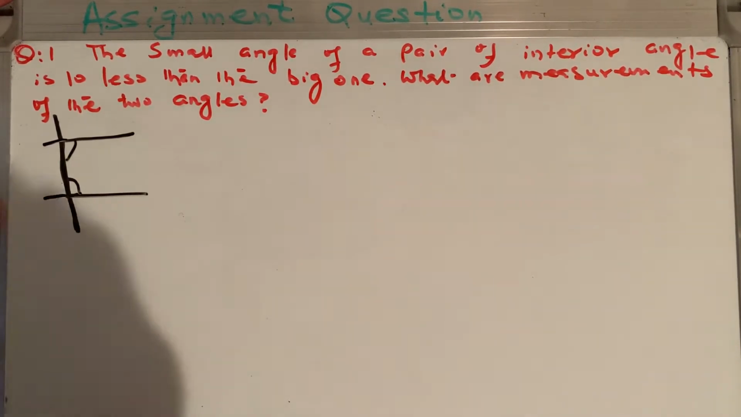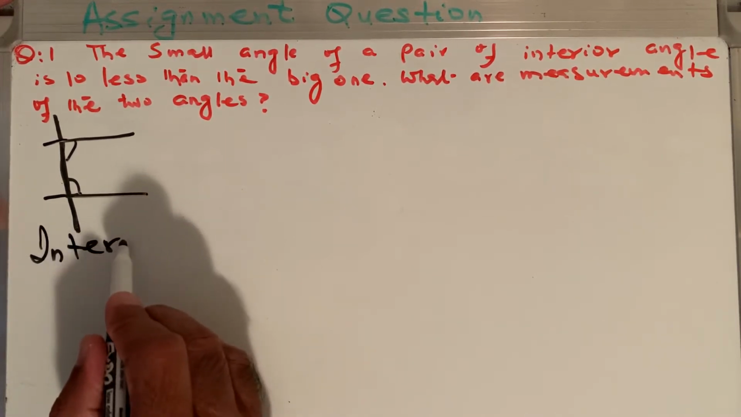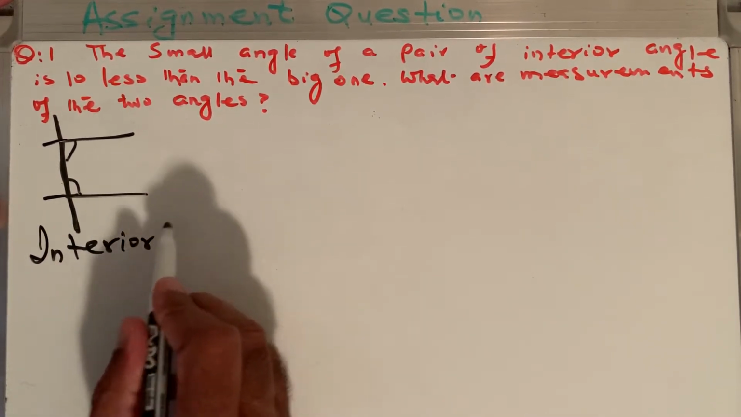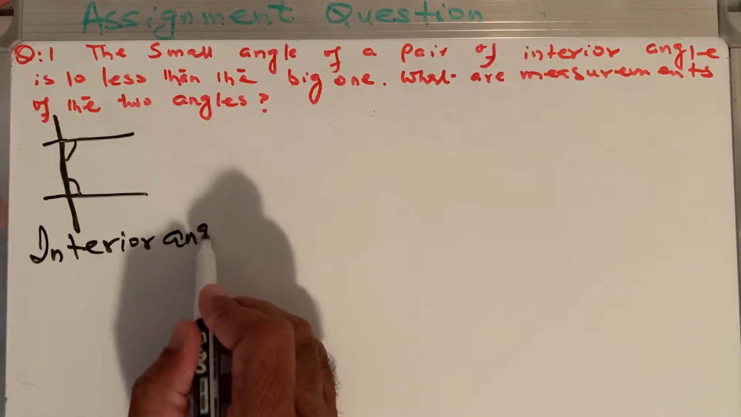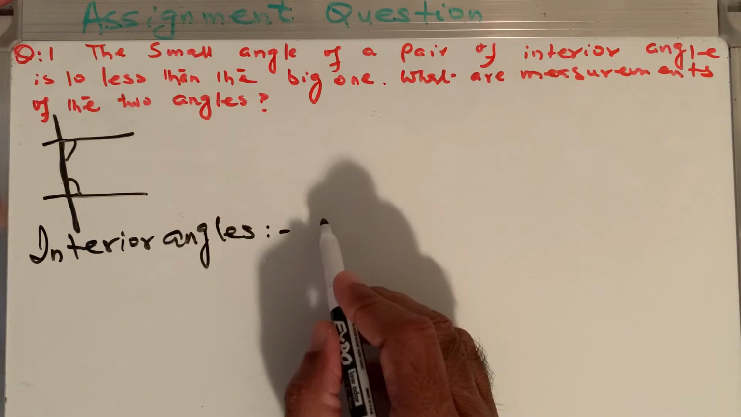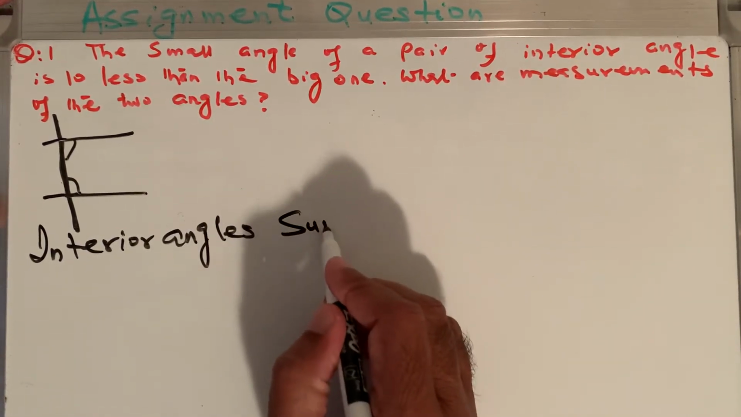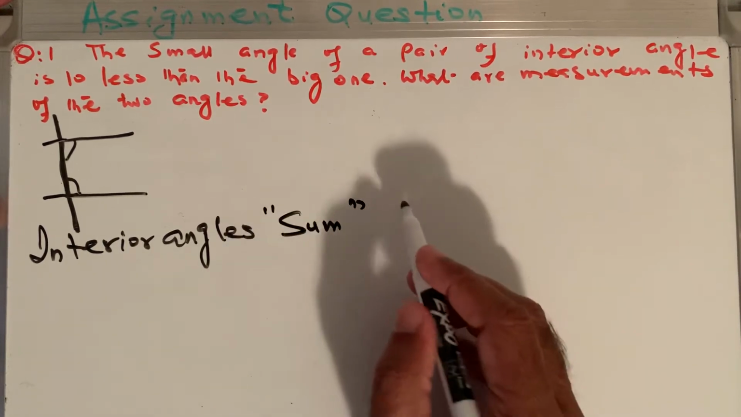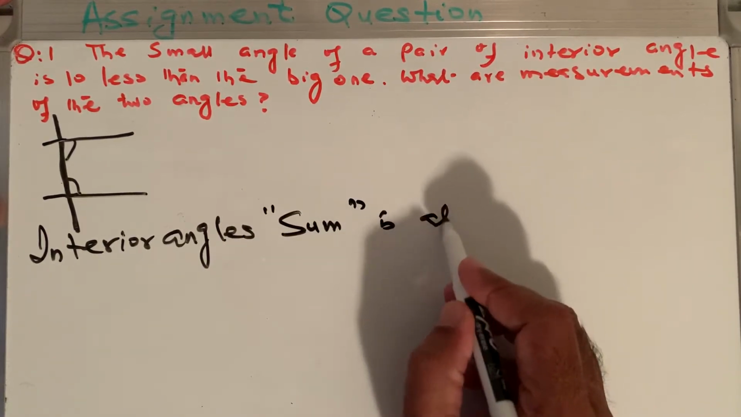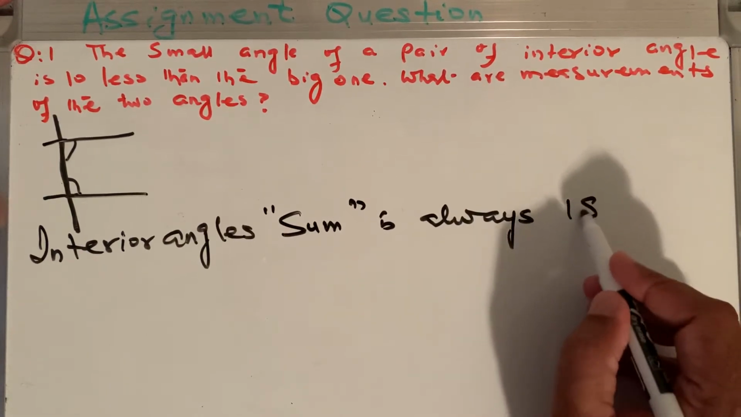So what is the definition of the interior angle? If you just memorize it, interior angles have the property that their sum, sum means addition, right, is always 180. Always 180.